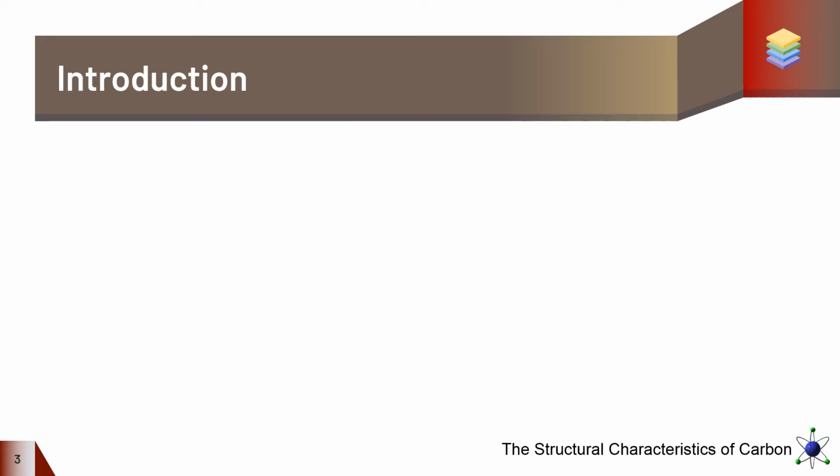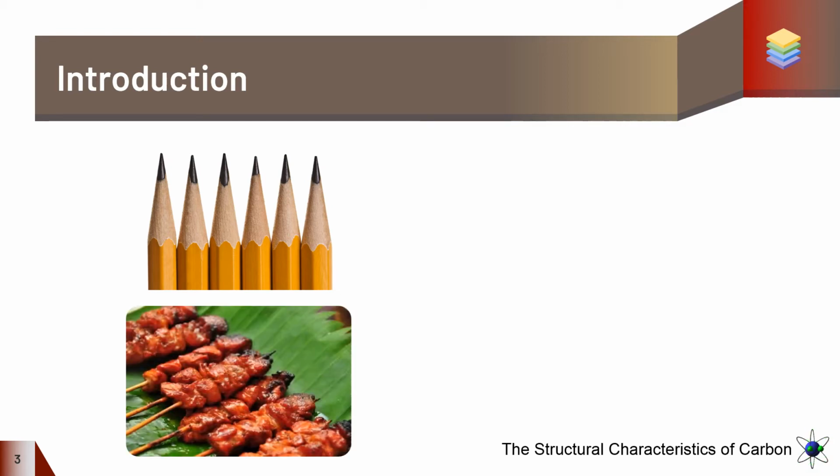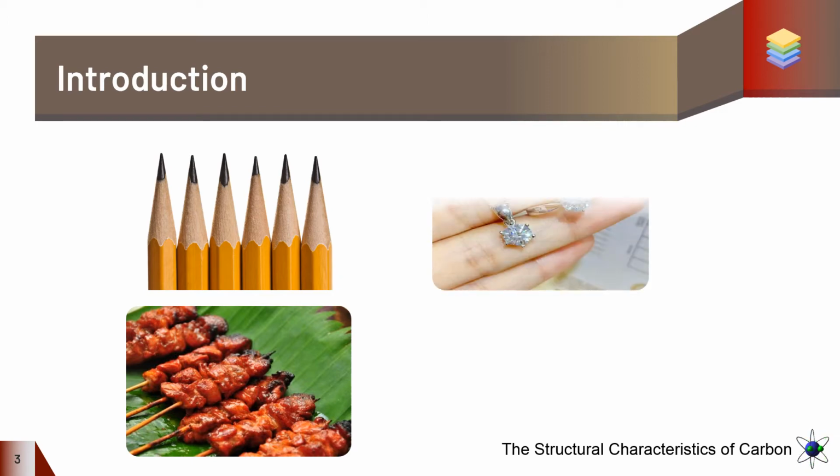So let's begin. Carbon isn't a difficult element to spot in your daily life. For instance, if you have used a pencil, you've seen carbon in its graphite form. Similarly, the charcoal pieces of your barbecue are made out of carbon, and even diamonds in a ring or a necklace are a form of carbon.